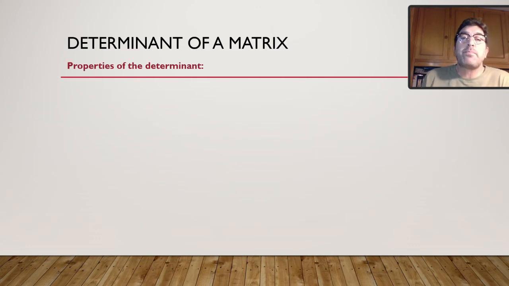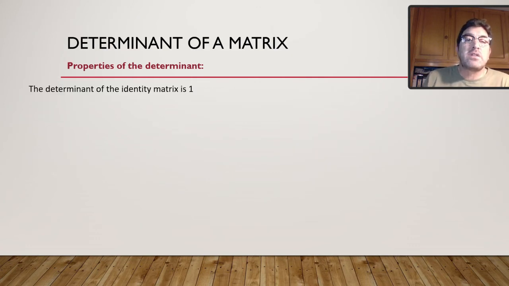So what are the properties of the determinant of our matrix? Well, the determinant of an identity matrix is 1. Now you can think of why that is, because you have in the first row entries 1, 0, 0. So 1 times whatever the determinant is of what is left, and that is 1.